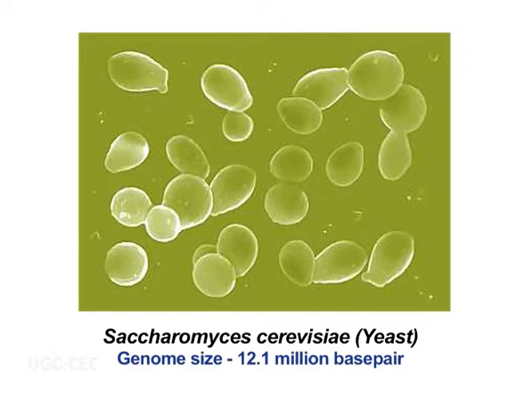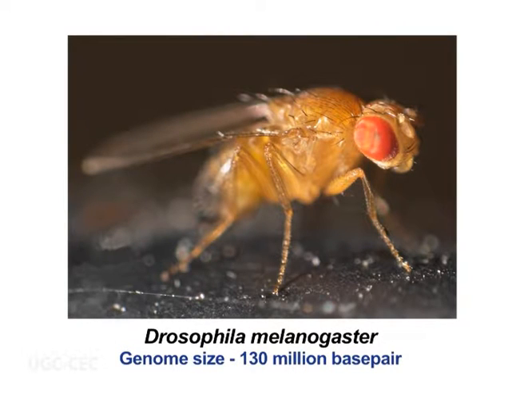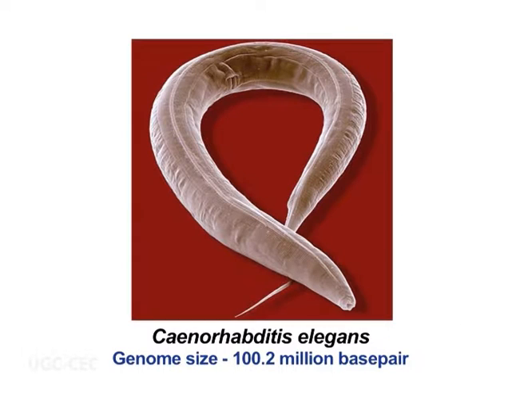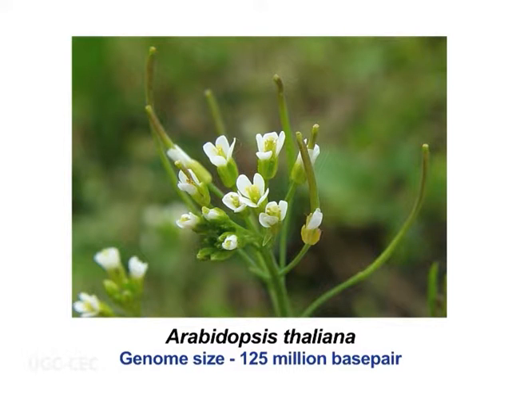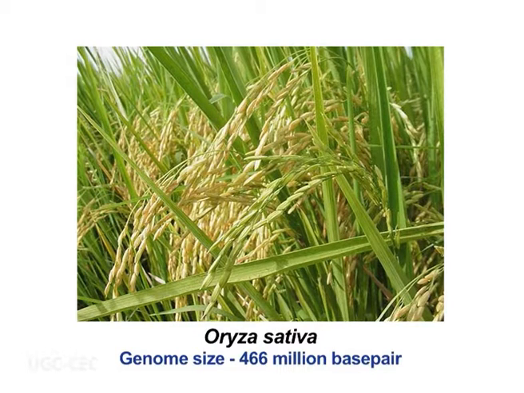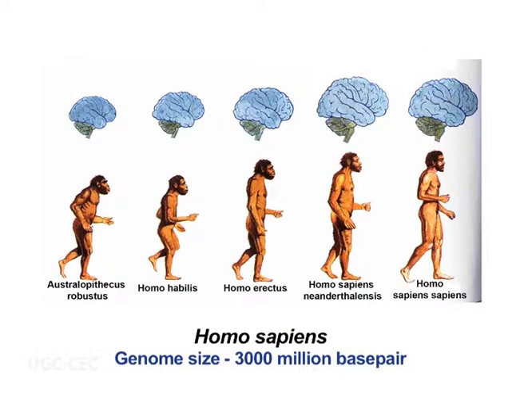Now let us move to the eukaryotic organisms whose genome have been sequenced so far. The first amongst them is Saccharomyces cerevisiae, the common yeast. Then we have Drosophila melanogaster, which is a fly. Then we have the nematode Caenorhabditis elegans, a lot of work is being done on that organism. Then Arabidopsis thaliana, followed by the common agricultural crop rice, scientifically known as Oryza sativa. Last but not least, Homo sapiens, the human beings, whose genome has also been completely sequenced.